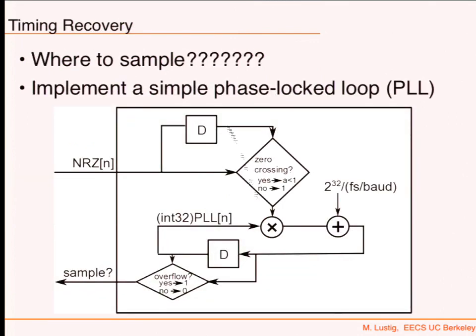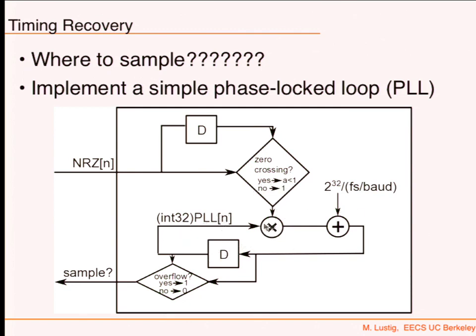Okay. So timing recovery really tells you where to sample. And so what you're going to implement is a very simple phase lock loop. And here's the idea: we need to know where to sample. So we're going to have a counter, which I call PLL, and it's 32 bits. And what I'm going to do then, ignore this part.